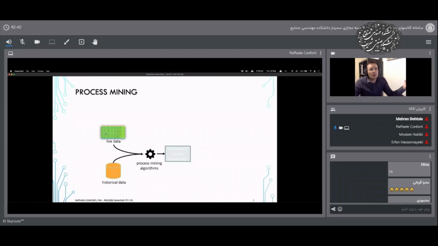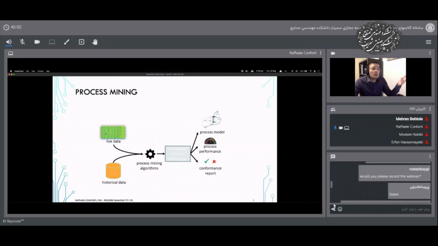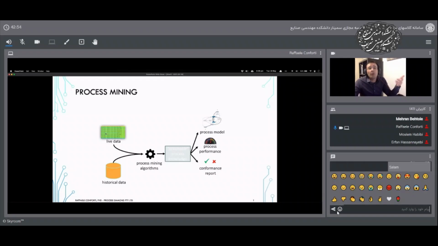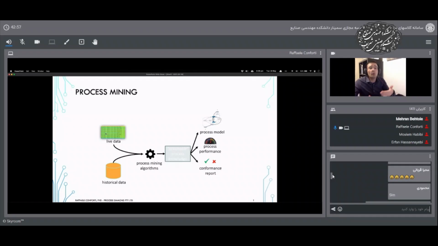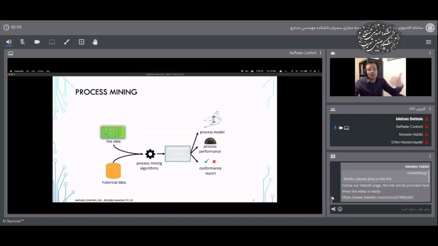And this knowledge can come in the form of process models, or in the form of information about the performance of our processes. We may want to know if, for example, our processes are conformant, so compliant with, I don't know, internal regulation or regulation that may come from the government. Or finally, we may want to use process mining to identify if there are differences between cohorts of data that we have, or identify root causes of problems and all these types of things.